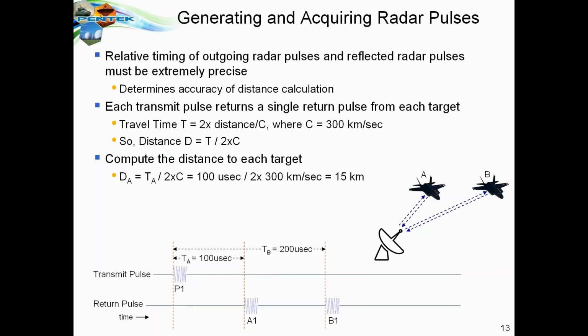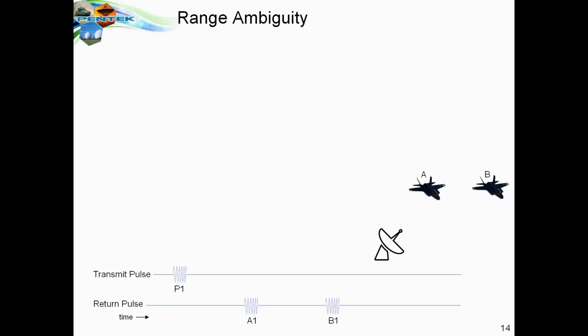We can also compute the distance to target B by measuring its return time. The reflected pulse B1 from target B is 200 microseconds. Plugging that into the formula, we get a distance of 30 kilometers to target B. These are the basic principles for doing radar measurements.